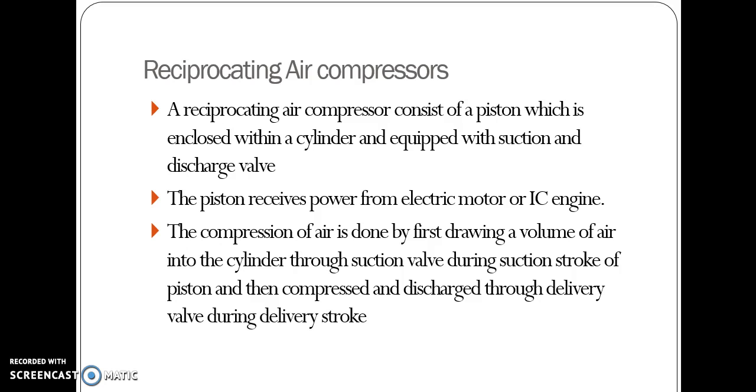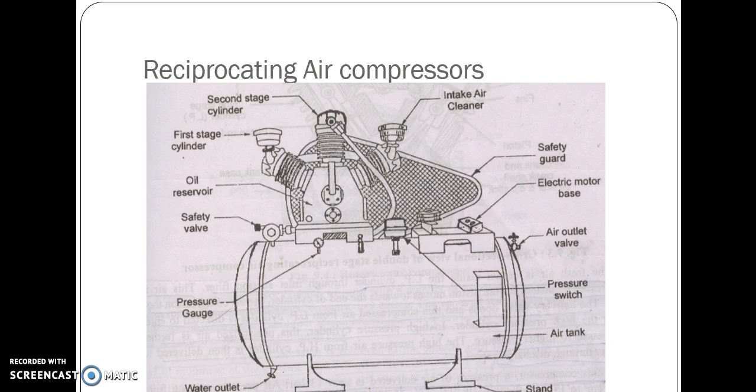A reciprocating air compressor consists of a piston, which is enclosed within a cylinder equipped with suction and discharge valves. The piston receives power from an electric motor or an IC engine. The compression of air is done by first drawing a volume of air into the cylinder through the suction valve during the suction stroke of the piston, and then compressed and then discharged through the delivery valve during the delivery stroke. And this is an ideal reciprocating air compressor.